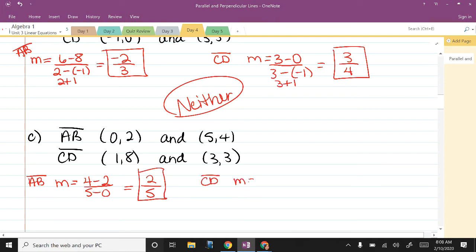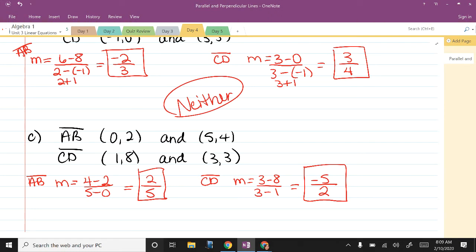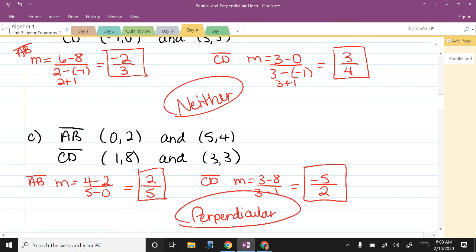So for CD, what's Y2? What's 3 minus 8? Over 2. Are those the same? Are they opposite reciprocals? Yes. So these lines are perpendicular. Do y'all see how those are opposite reciprocals? If I take this and flip it and change the sign, I get -5/2.